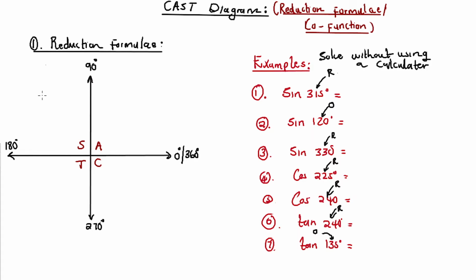Okay, let's put the reduction formulas. This is something you should know by heart. You should know that in the second quad, I have a reduction formula which is 180 minus theta. In the third, it's 180 plus theta. In the fourth, it's 360 minus theta.